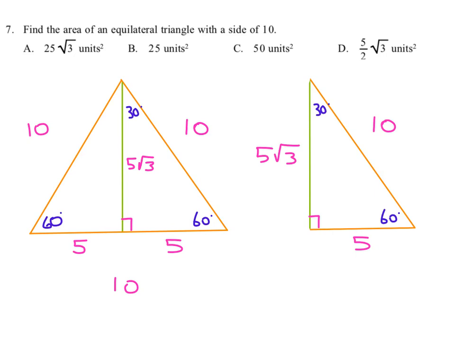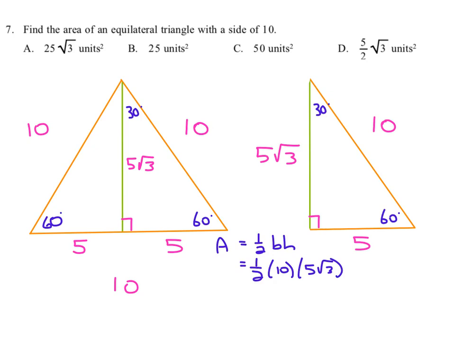Okay? And now we can calculate the area based on the formula for area of a triangle, which is, I'll write it down here at the bottom. Area equals 1/2 the base times the height, and we know that the base is 10. And we know that the height is 5 root 3. We just figured that out.